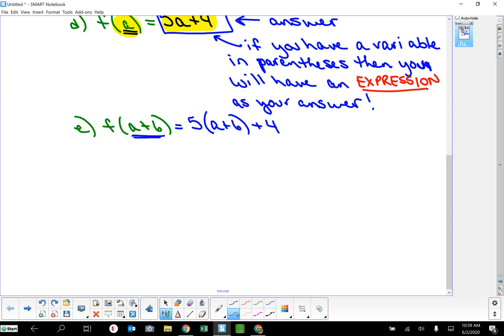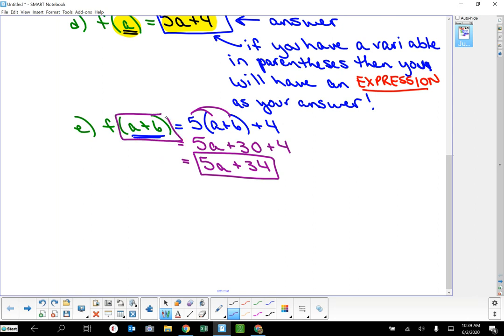We're going to distribute the 5. So we're going to have 5a plus 30 plus 4, and then combine any like terms: 5a plus 34. And there is your answer. The answer is an expression because you have a variable in here, right?